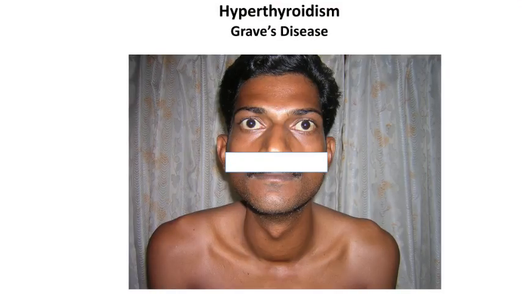Sometimes by looking at the patient from a distance, you can detect hyperthyroidism, as in the case of Graves' disease as shown in the picture. There is a tear in the eyes, and there is a diffusely enlarged goiter, and the patient is losing weight.